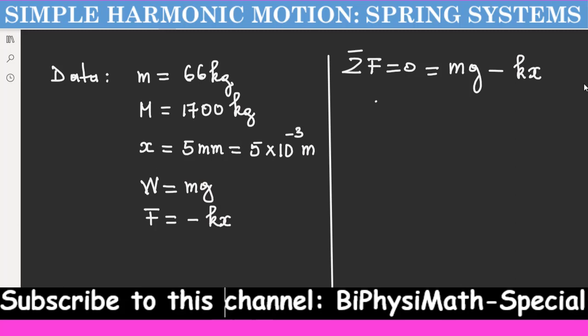Now you see I have the weight and spring system like this. I'm going to solve for k because I don't have it. Solving for k, you have m times gravity over x.